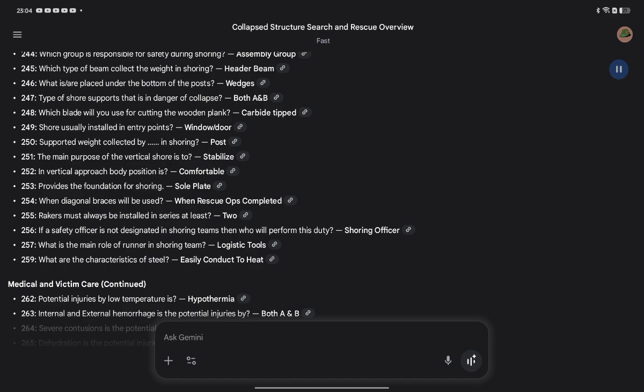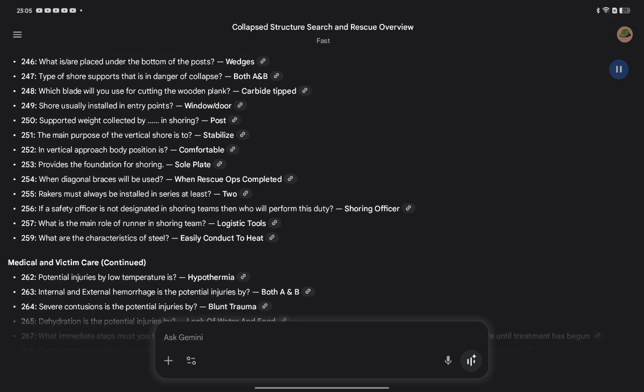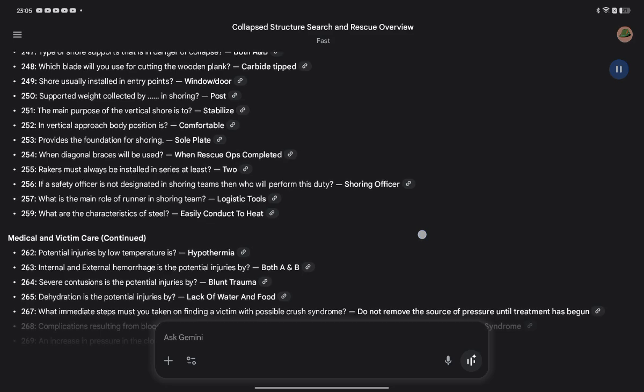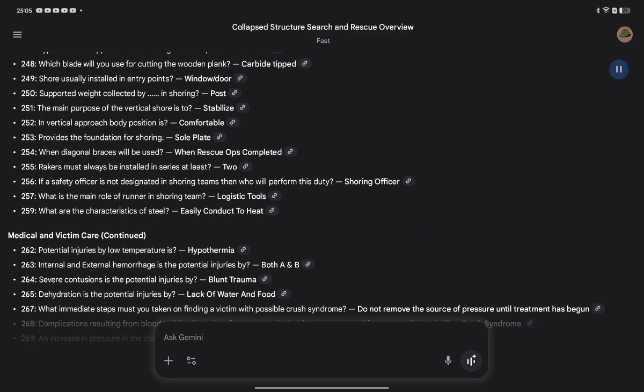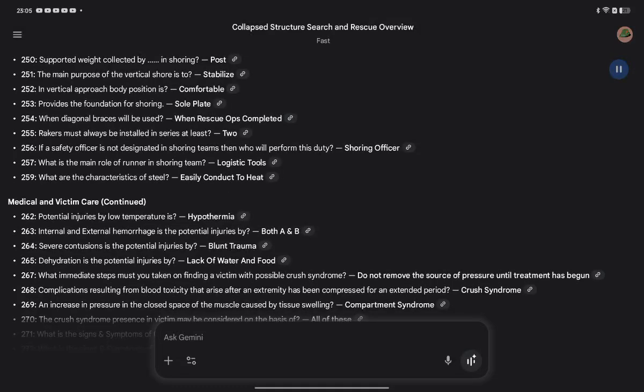247. Type of shore supports that is in danger of collapse? Both A and B. 248. Which blade will you use for cutting the wooden plank? Carbide tipped. 249. Shore usually installed in entry points. Window/door. 250. Supported weight collected by shoring. Post. 251. The main purpose of the vertical shore is to stabilize. 252. In vertical approach body position is comfortable.